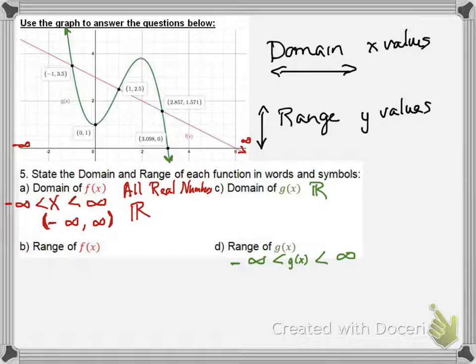All the same ways I wrote above, except that I need to have a g of x or a y in the middle of that. Does the red one also go forever up and down? Definitely a different shape, but it also goes forever up and forever down. So I can write any of those things I wrote up there, except that we're not talking about x's, we're talking about y's, or f of x.